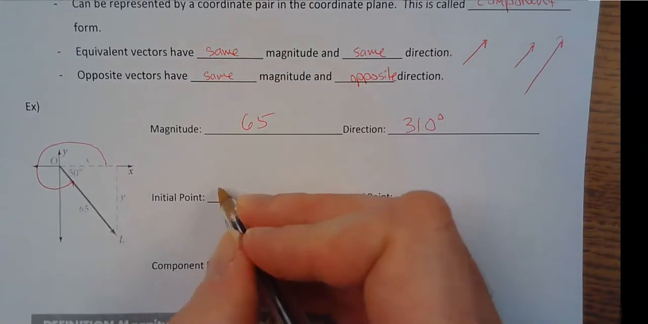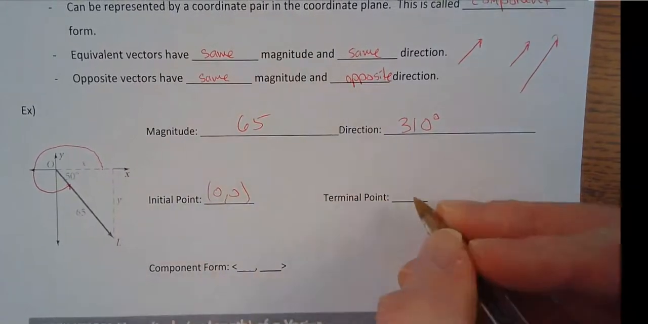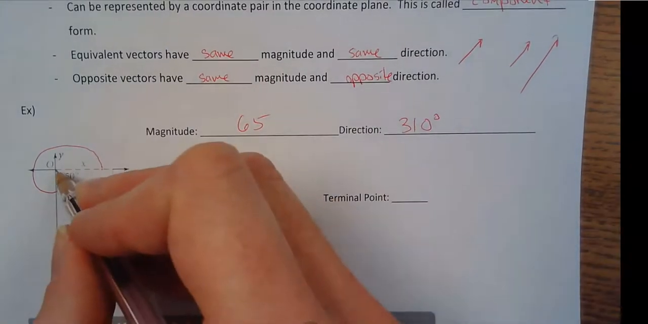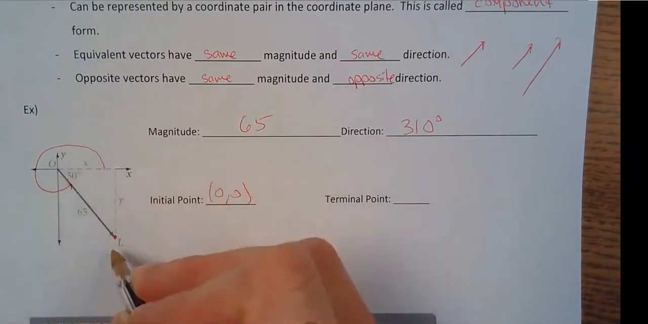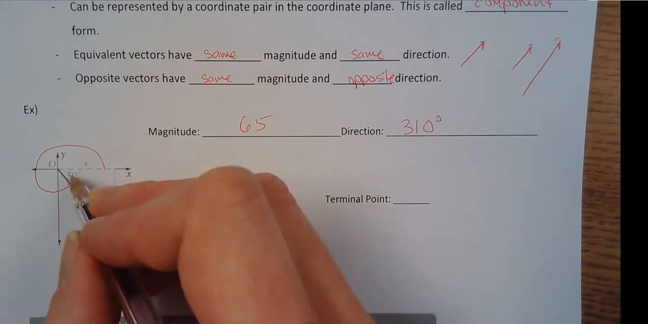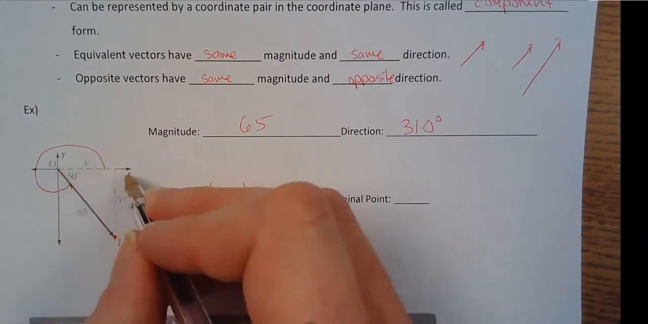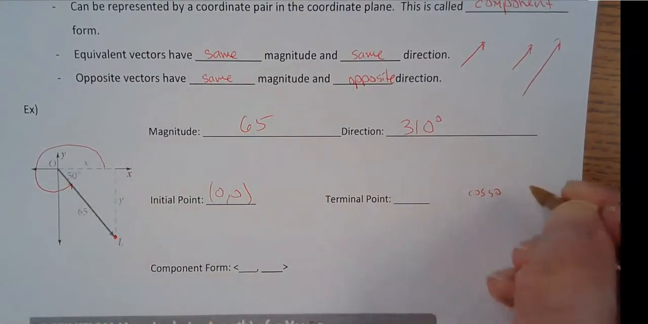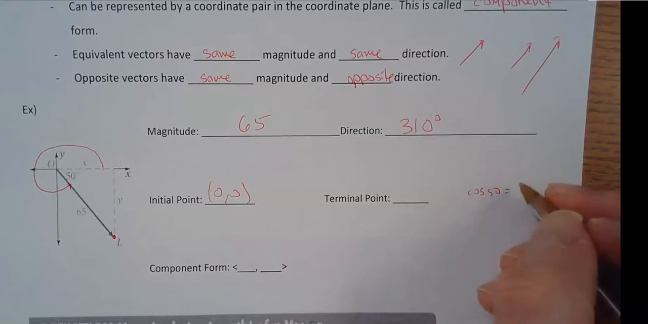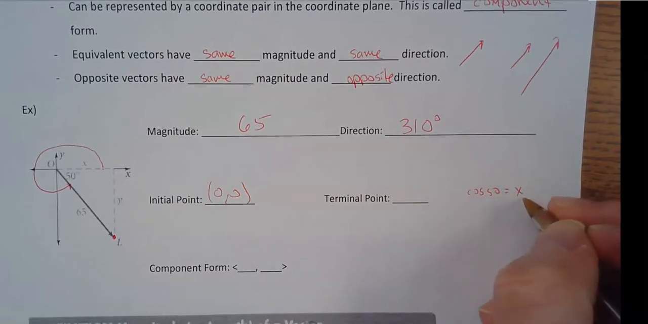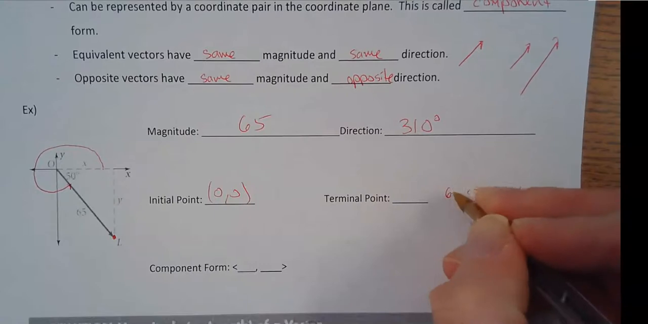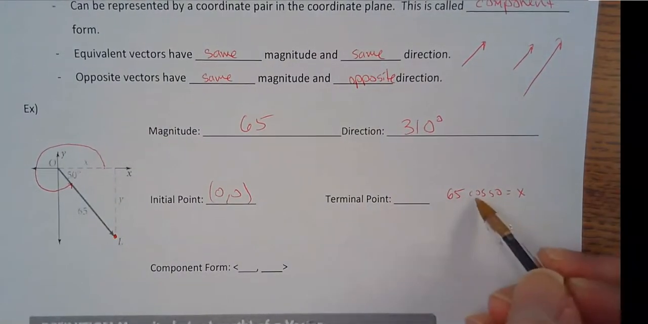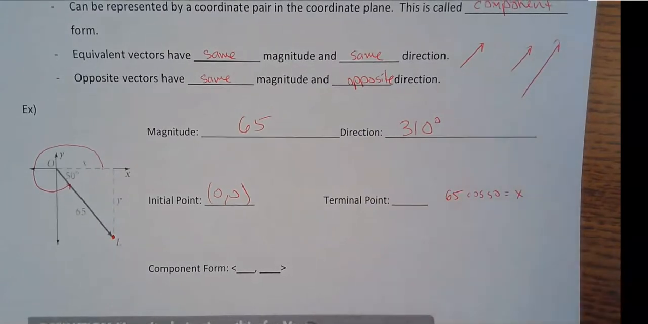The initial point is at (0, 0), and for the terminal point on this one, we have to do a little bit of work. To go 65 units, how far to the right and how far down do I have to go? If this is 50 degrees here, to find how far over, that's my cosine. So cosine of 50 is going to equal x over 65, so I'm going to bring the 65 over here. While we're doing vectors, cosine will always help you find the x. Just keep that in mind, it's a shortcut.